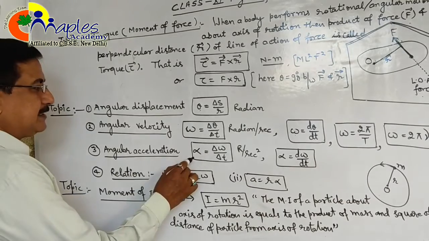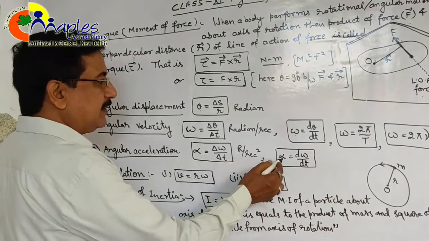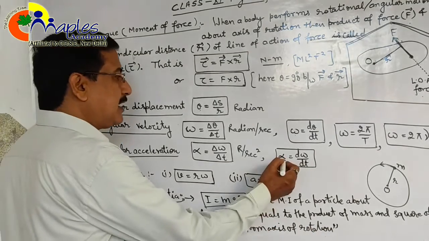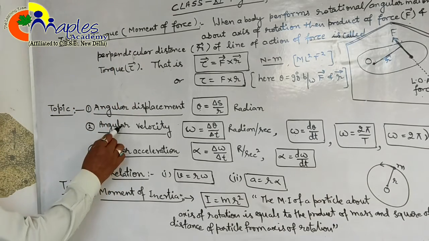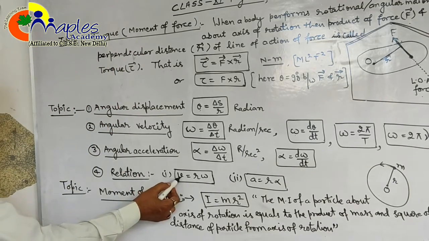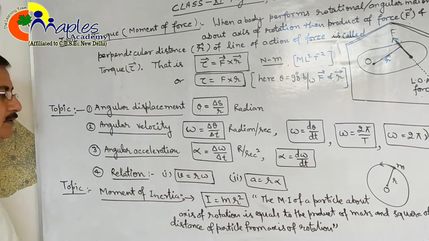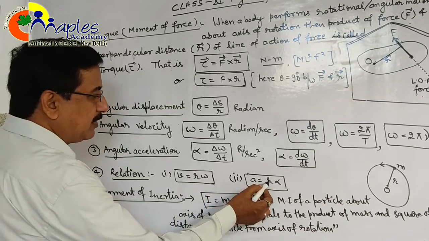Now angular acceleration, change in angular velocity per unit time, unit radian per second square, and instant angular acceleration d omega upon dt. Now relation between angular velocity and linear velocity. Linear velocity is equal to radius of path into angular velocity, and linear acceleration is equal to r into alpha, angular acceleration.